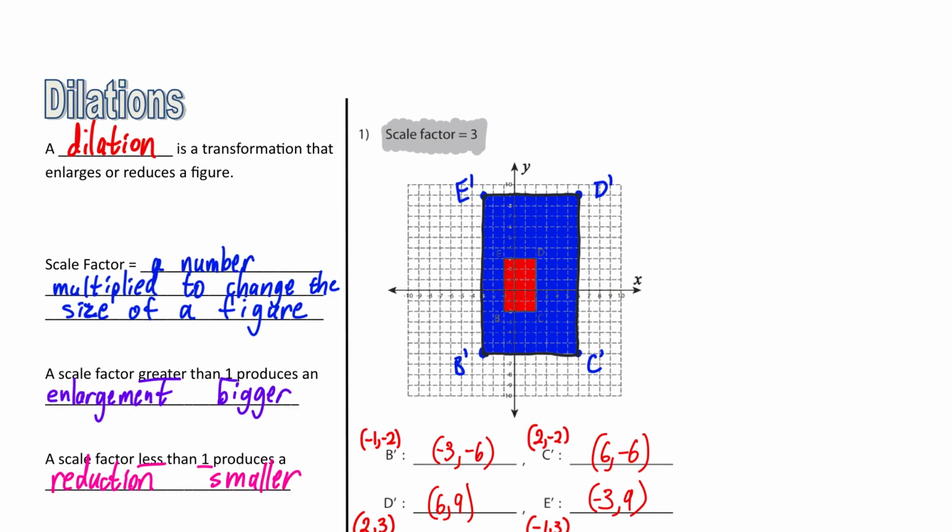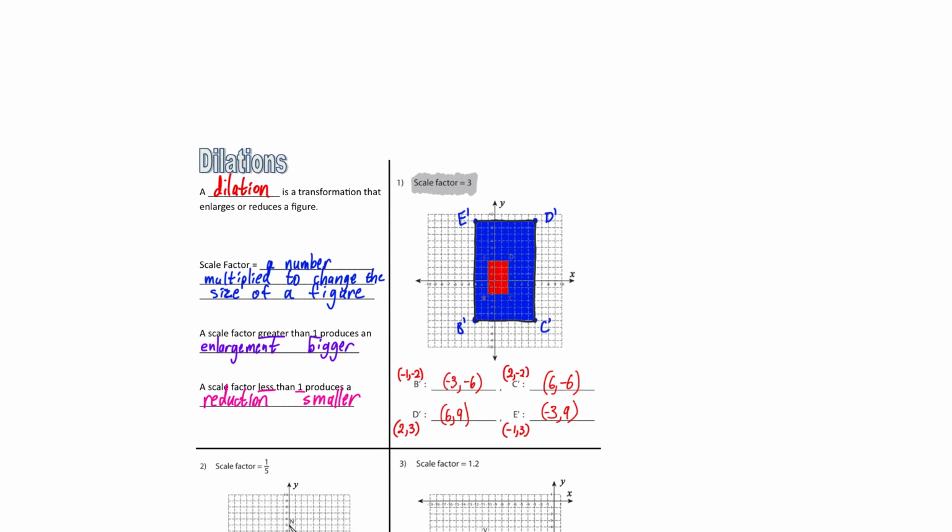So we started off as the red one, and we ended up with the blue one. So was this an example of an enlargement or a reduction? Did it get bigger or smaller? It got bigger, right? This is an enlargement. Scale factor is more than 1. It's 3, so it got bigger.